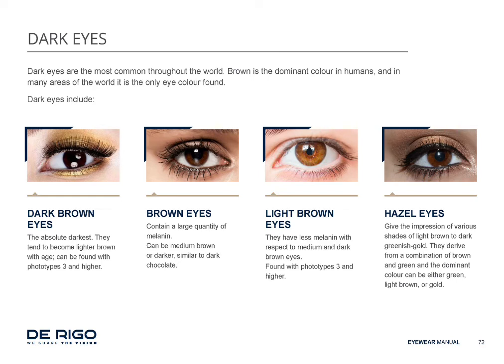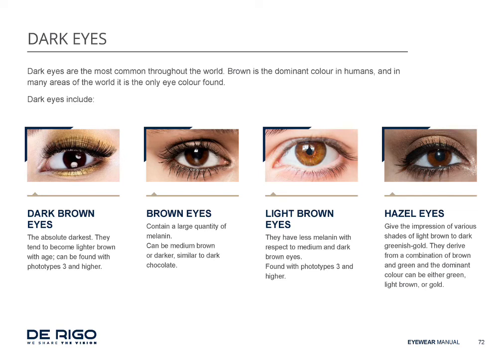Dark eyes include dark brown eyes, which are the absolute darkest. They tend to become lighter brown with age and can be found with phototypes 3 and higher. Brown eyes contain a large quantity of melanin. They can be medium brown or darker, similar to dark chocolate. Light brown eyes have less melanin with respect to medium and dark brown eyes. They are found with phototypes 3 and higher.